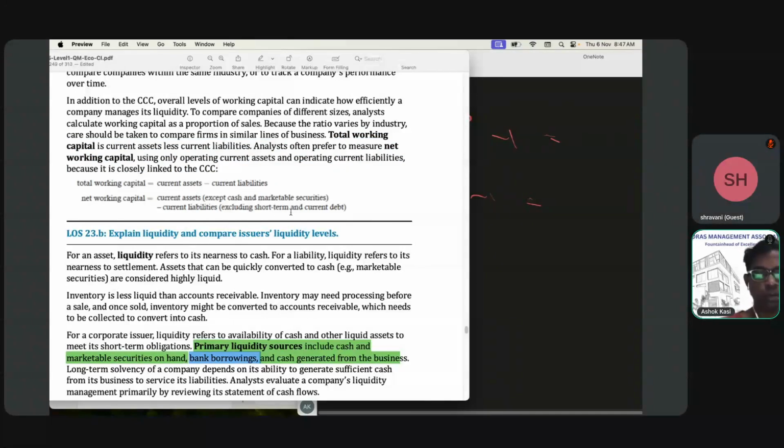This is not required though. Net working capital is current assets except cash and marketable securities, minus current liabilities except short-term debt and current debt. I have not seen this question anywhere, but if you want to remember the formula, you may.